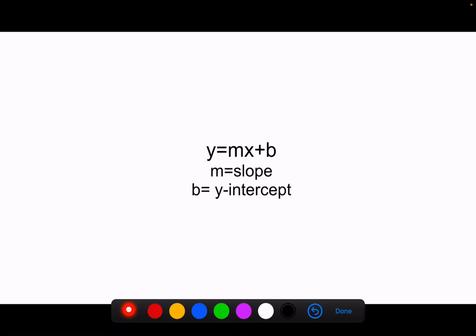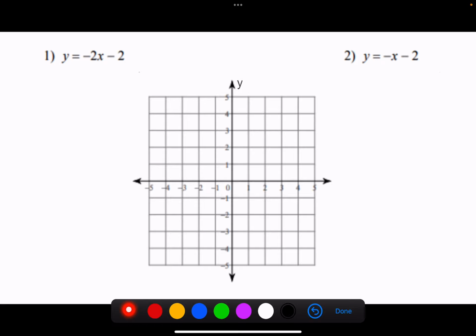So let's go ahead and start. We have two equations. I will be graphing the left one here in purple and the right one in green. So let's go ahead and do that. The first is y equals negative 2x minus 2.